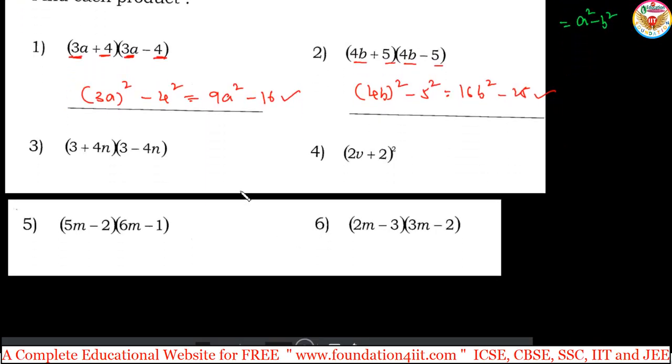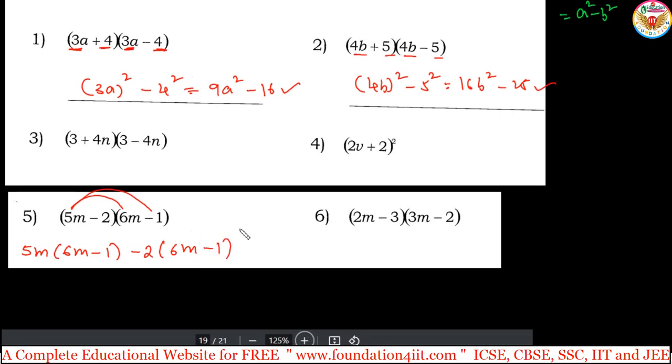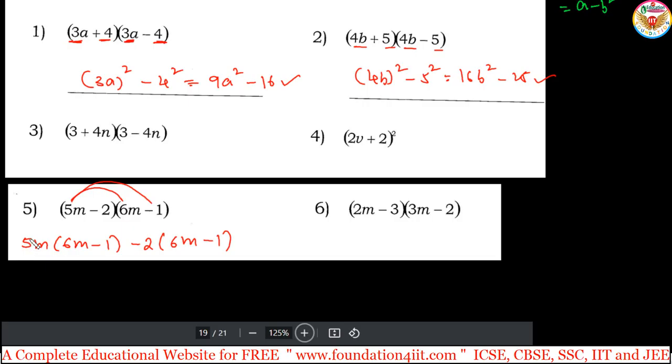And if it is not suitable for a formula, like 5m minus 2 times 6m minus 1, take this 5m, the first term from the first expression, and multiply it with the complete second expression. Next, in the first expression, the second term minus 2, multiply it again with 6m minus 1. This is the distributive property.